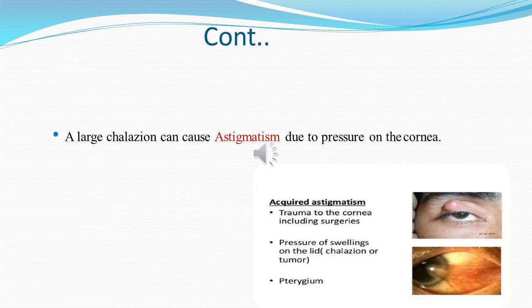These are the pictures showing the pressure of the lid onto the cornea. When there is a big lesion, it will cause a constant pressure onto the cornea, because the weight of the lid is so much and it cannot be easily lifted up as in normal conditions. Because of that constant pressure, the cornea will get indented, the corneal curvature will get distorted and there will be astigmatic error.